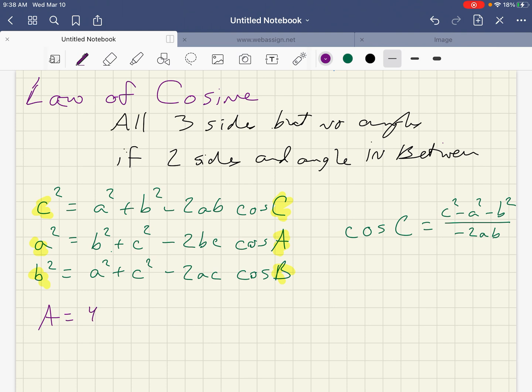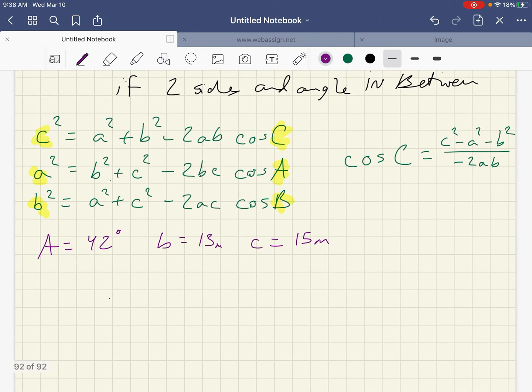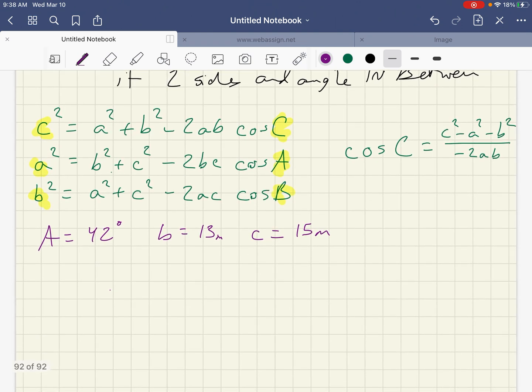All right, so let's go ahead and jump in with an example. Say I give you that capital A is 42 degrees. Little b we'll say is 13, and little c is 15. We'll do meters on these. Notice we don't have a pair, so we can't use law of sines. That's when we would use this case. Because I have capital A, I'm going to use the equation that solves for little a. You always solve for the lowercase so that you will have a pairing.